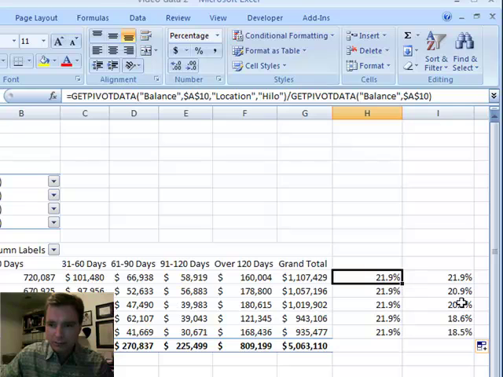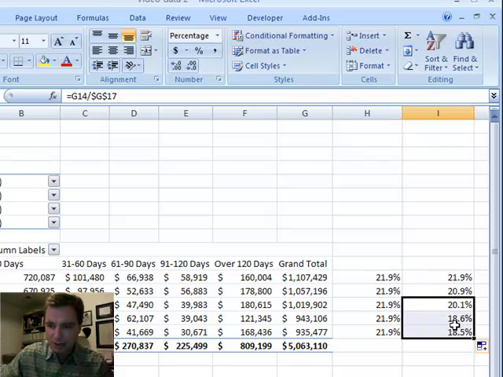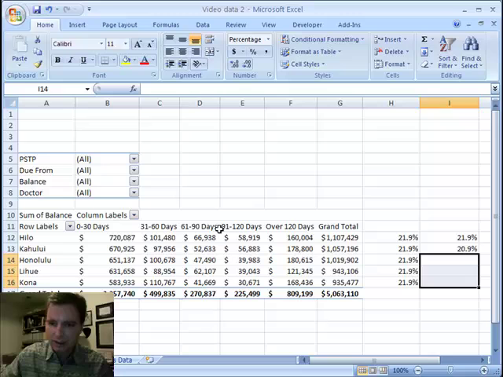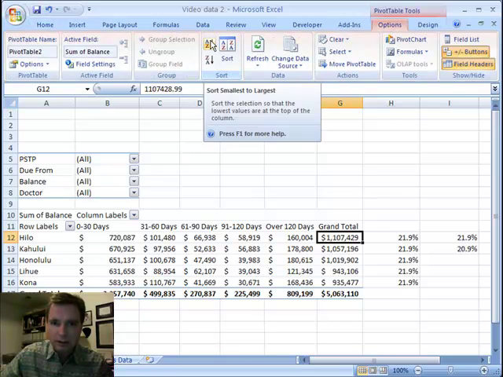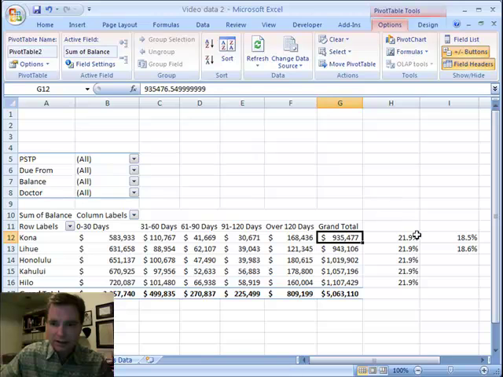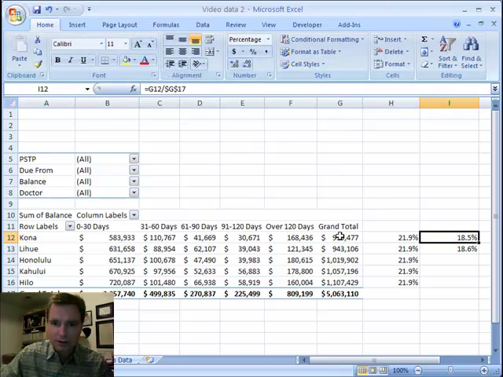Now, it might be easiest to see if we delete these three. And then watch what happens. Let's sort the total A to Z instead. Now, look what's happened over here. See, this 18.5% is looking at, I'll show you, G12 divided by G17. It's always looking at G12 divided by G17.